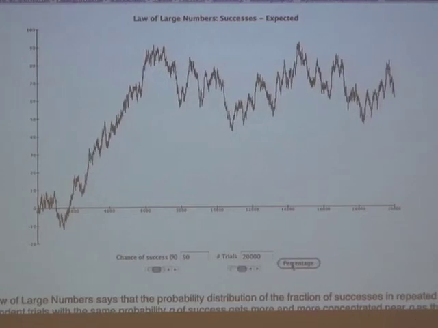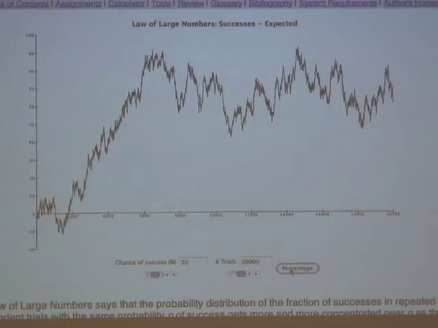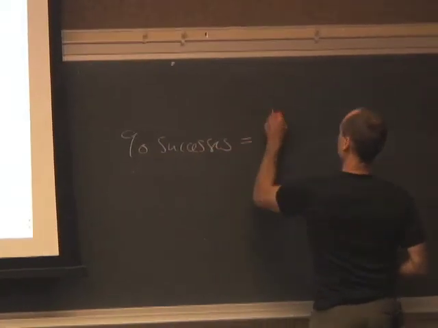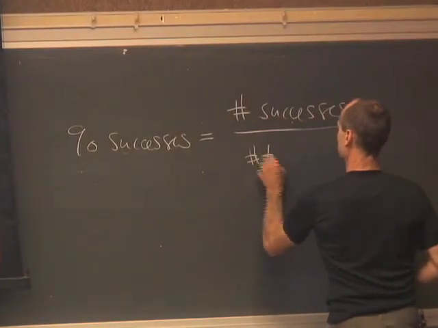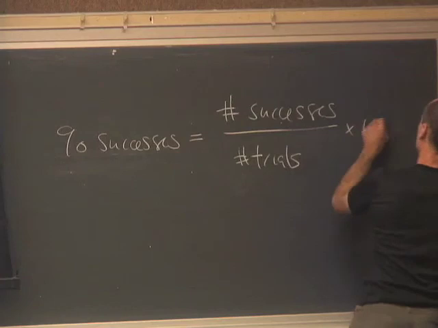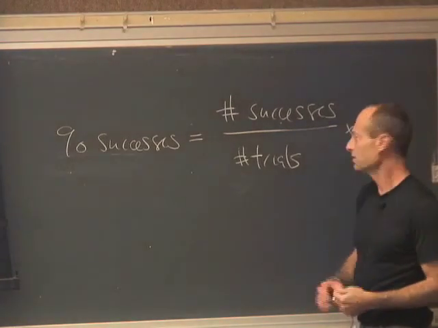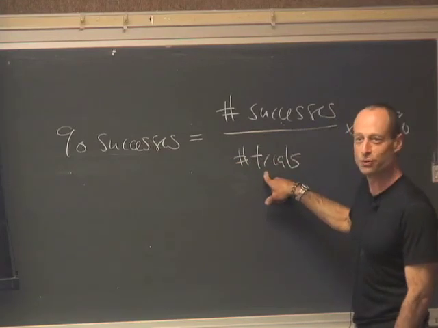Okay, so the number of successes tends to grow, but the probability of success times the number of trials also tends to grow. So we're comparing two things that are growing. But just mathematically, percentage of successes, right? So that's the relationship between percentage of successes and number of successes, right? They're related through the number of trials.